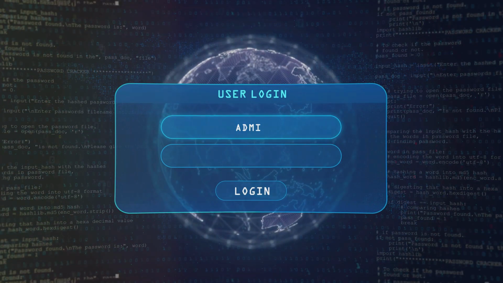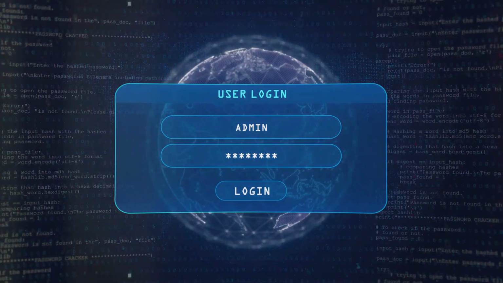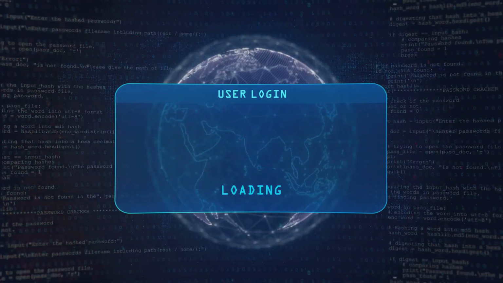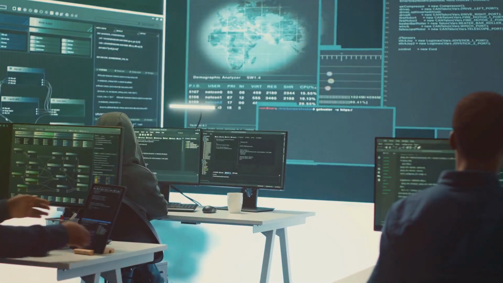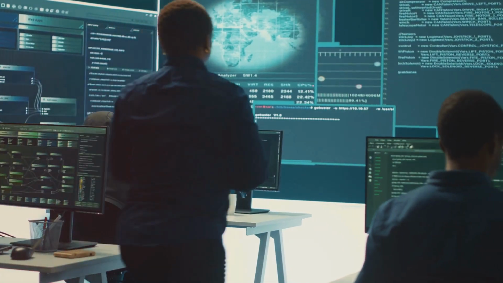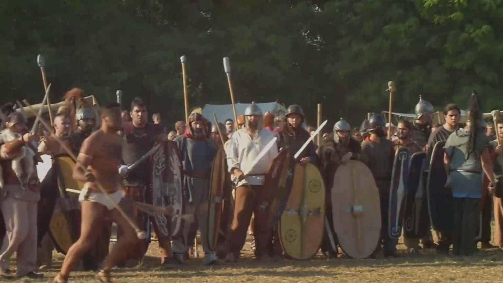Third, advanced technologies like AI and machine learning can detect suspicious activity early, helping stop an attack before it escalates. And finally, just as ancient leaders shared intelligence with their allies, today's organizations must share threat intelligence to stay ahead of cyber attackers.